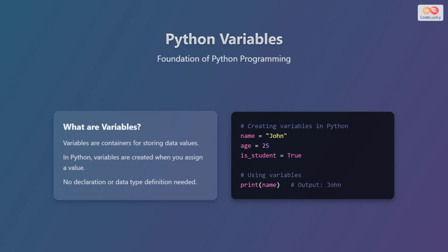Unlike many other programming languages, you do not need to declare variables before using them in Python. There is no need to specify a data type either. For example, as shown in the code, to create a variable called name and assign it the value John, simply write name equals John. Similarly, age equals 25 and is_student equals True are also valid variable assignments. To use these variables, you can simply call them in functions like print. As shown, when you print name, the output will be John.